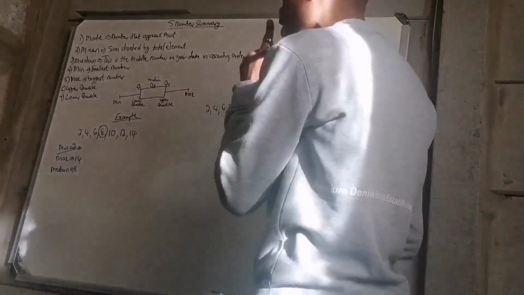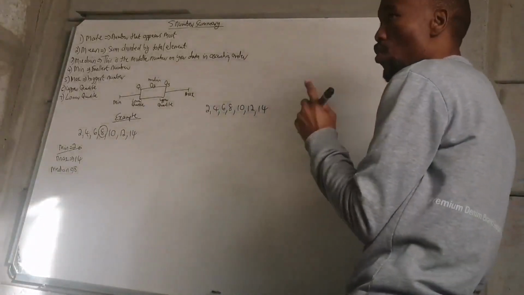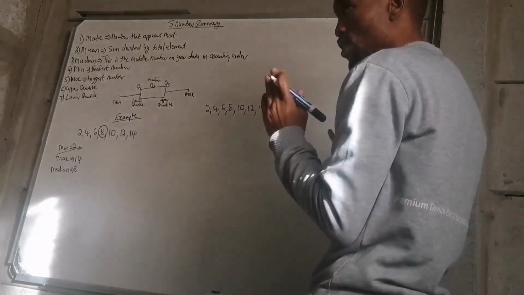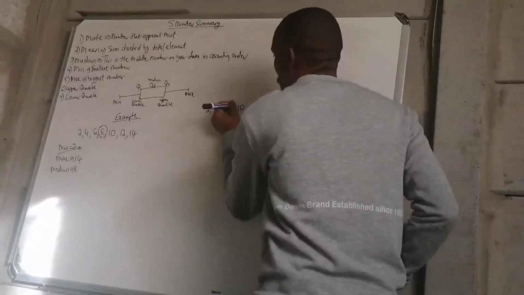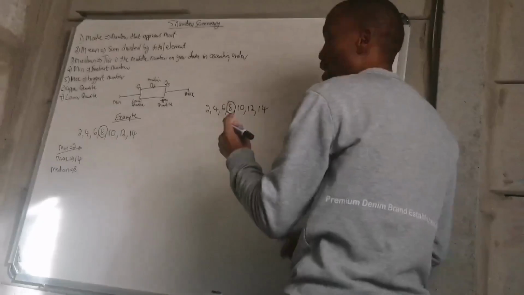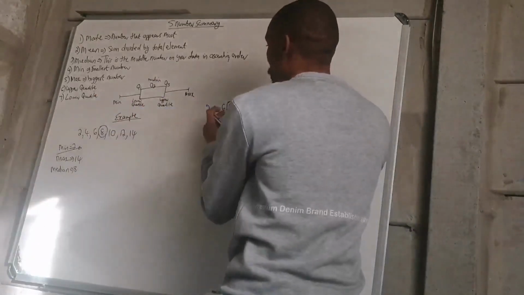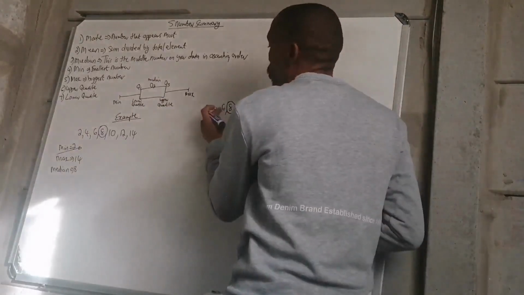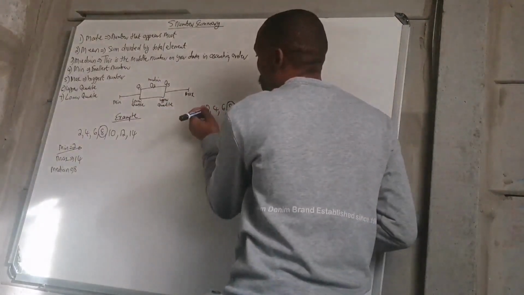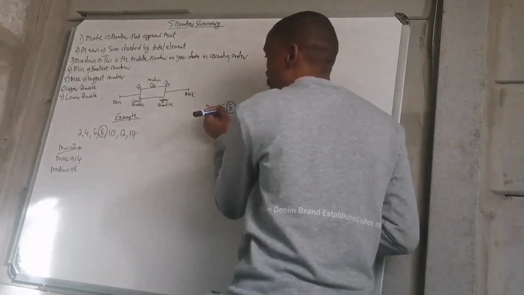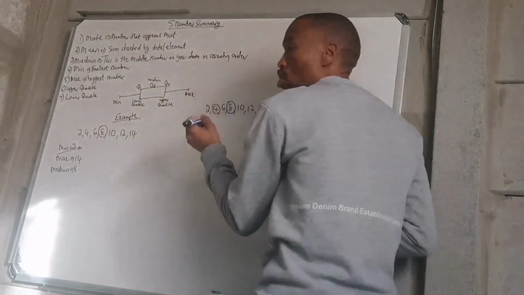Now how about Q1, the lower quartile? You take only the numbers to the left of your median, excluding the median itself. Take the numbers to the left of your median, for example between 2, 4, and 6, and find the middle.